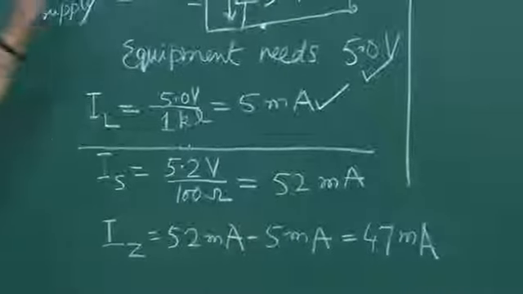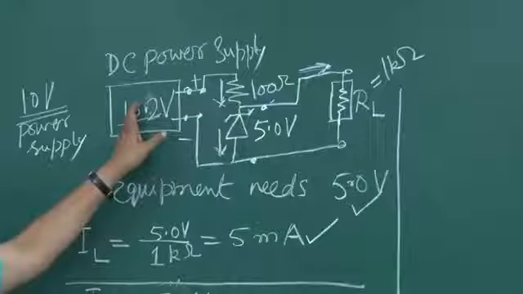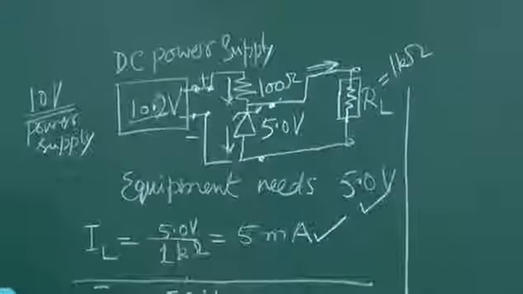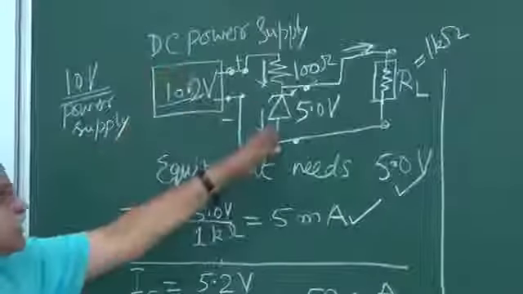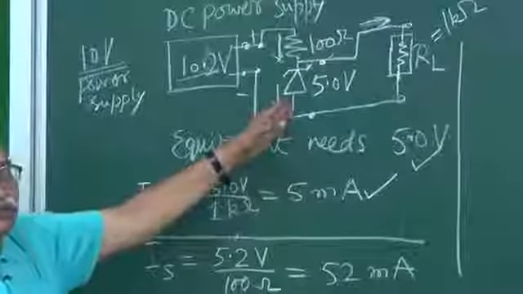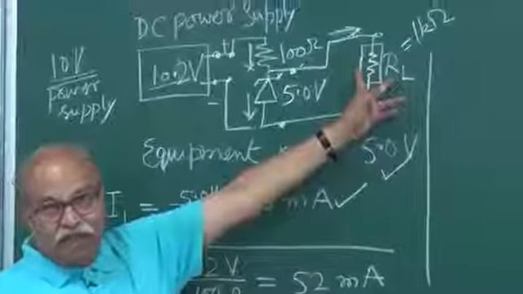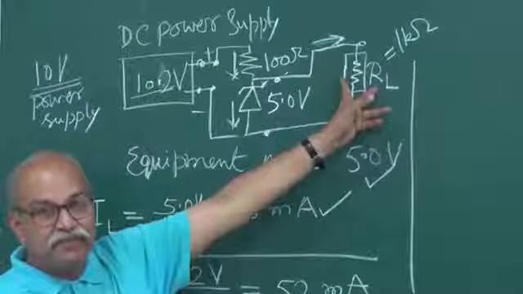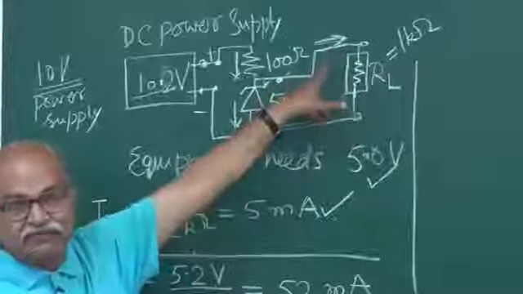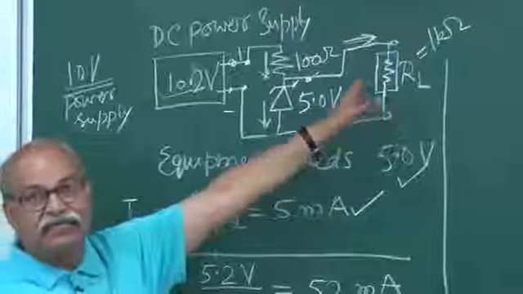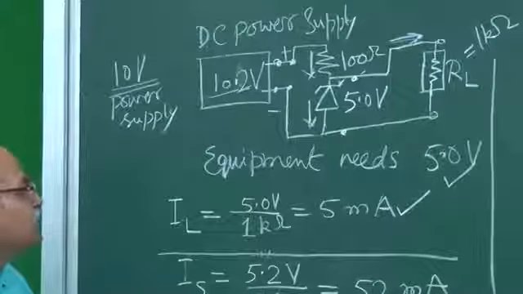So you see the current through the zener has changed. In the previous case, when it was 10.0, this current was we calculated 45 milliampere. Now the voltage has fluctuated and this current has changed. From 45, this has become 47. But my equipment, my appliance, this load resistance, no effect on that. It is getting a regulated power supply, 5 milliampere current is going through this. So this is how a voltage regulator is made.